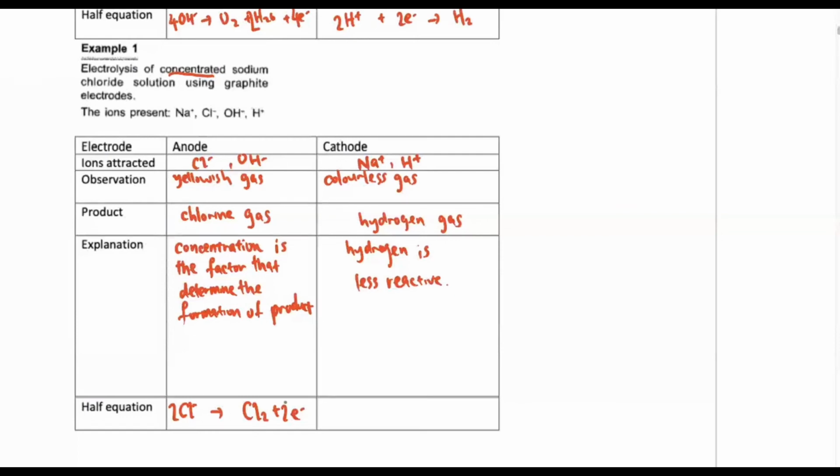Oh, the half equation I haven't yet, I forgot to write. But the half equation is 2H+ + 2e- to H2, hydrogen, right? Yeah, hydrogen. Can you see it now? It's just H plus electron there. Oh, you can't see the H2 yet.